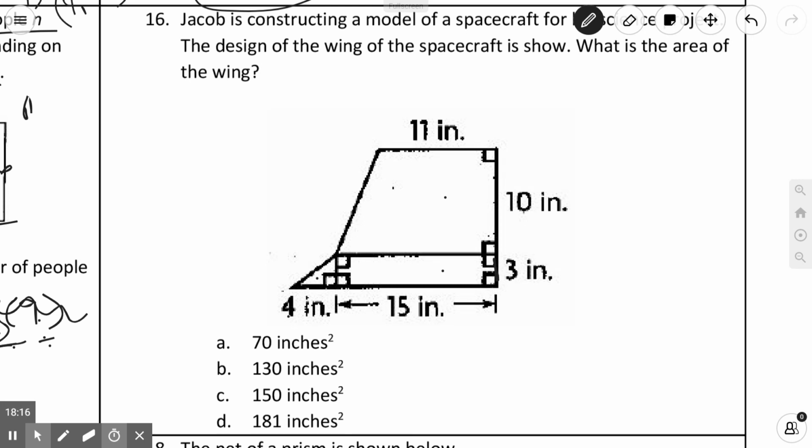So we've got to cut these up. So this is 4 times 3 equals 12. And I have to divide it by 2 because it's a triangle. So this is 6 inches squared.